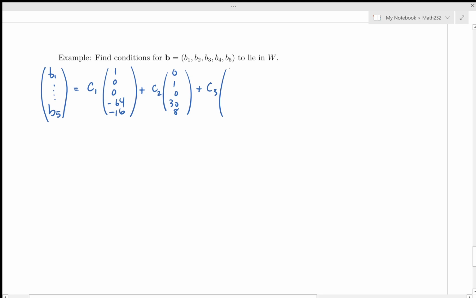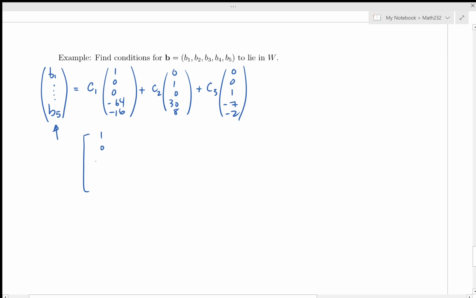So what conditions do I have to put on b1, b2, b3, b4, and b5 to ensure that they will be able to be made out of these basis vectors? Okay, how do I do that? Well, I've got here an Ax equals b situation, so let me just write that out. That looks like this.